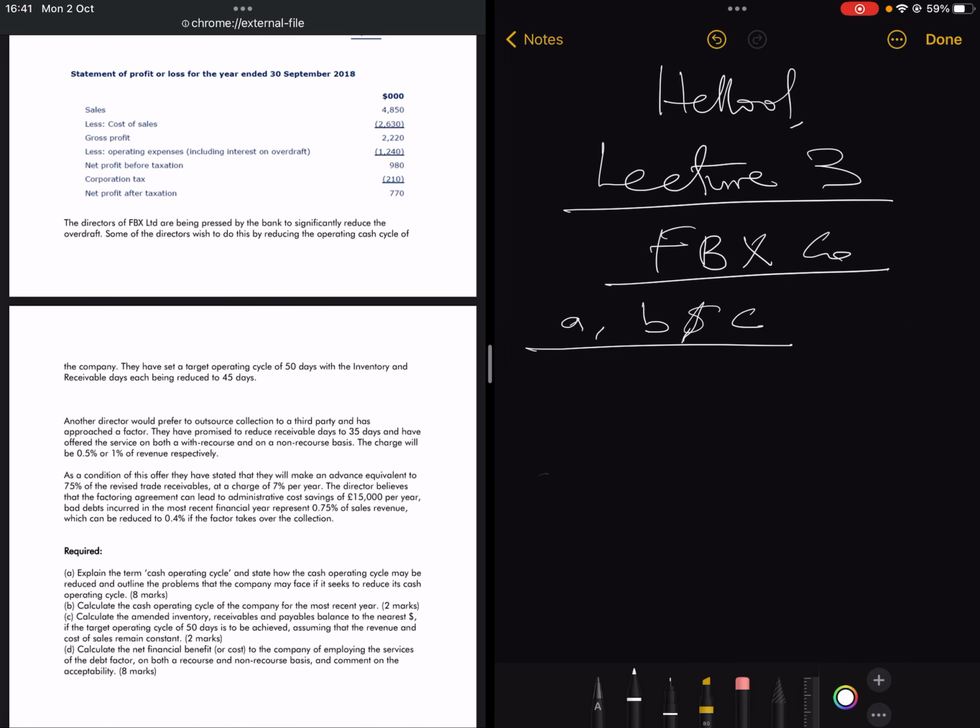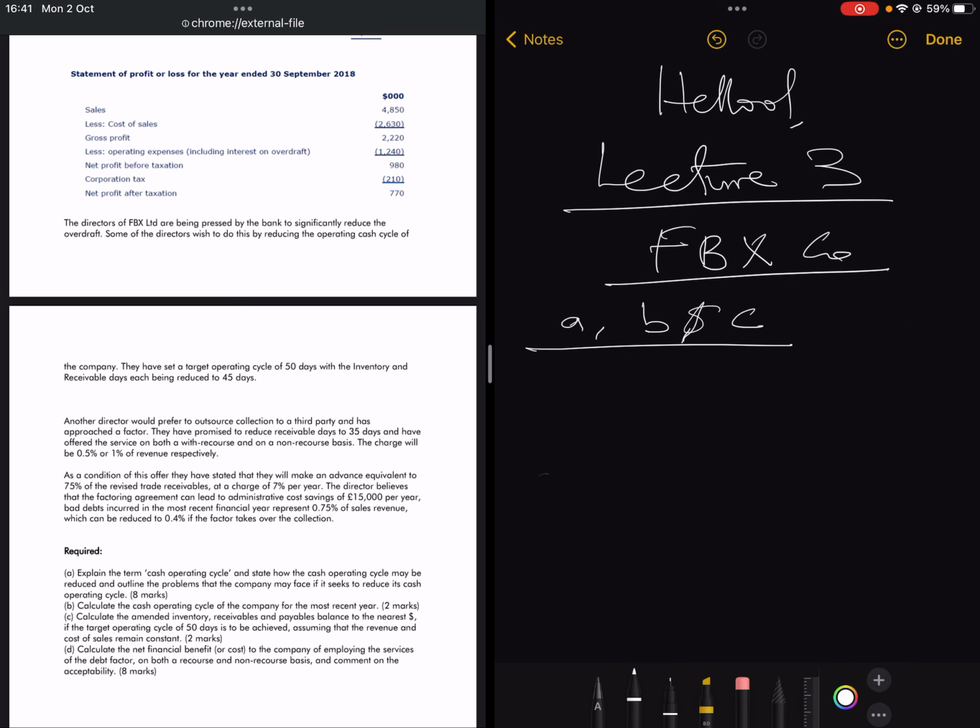The directors of Fbx Ltd. have been pressed by the bank to significantly reduce the overdrafts. And I'm sure you know what overdraft is. Overdraft is a form of financing on a short term, which a company can always draw on as they need, right? But some of the directors wish to do this by reducing the operating cash cycle of the company, and they have set a target operating cycle of 50 days, with inventory and receivable days each being reduced to 45 days.